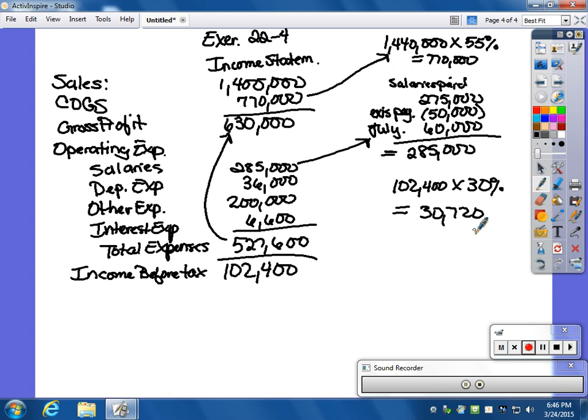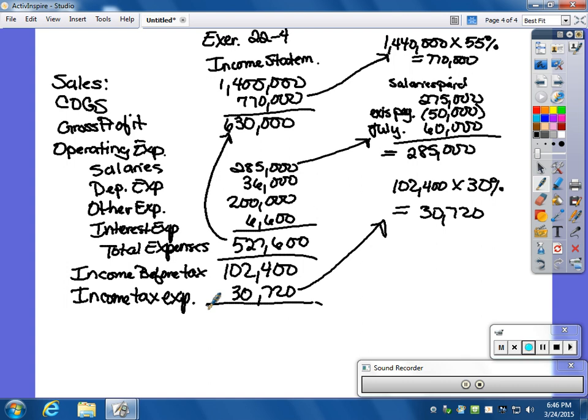So now we have an income tax expense of 30,720, right? And now, in order to get to net income, you're going to subtract $30,720 from 102,400, which gives $71,680. So that's just one part, right? And now we still have to do the balance sheet.